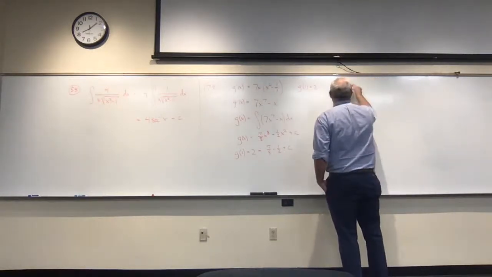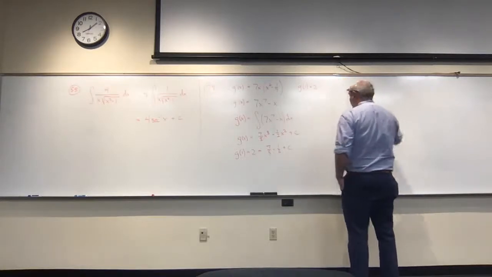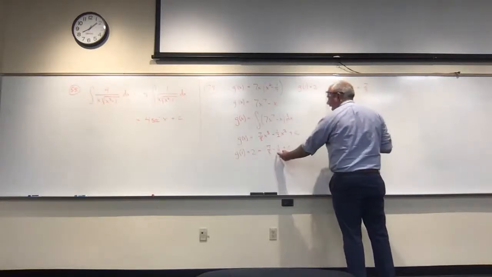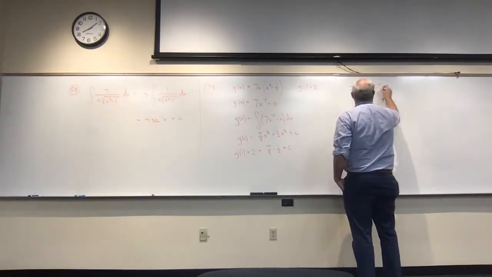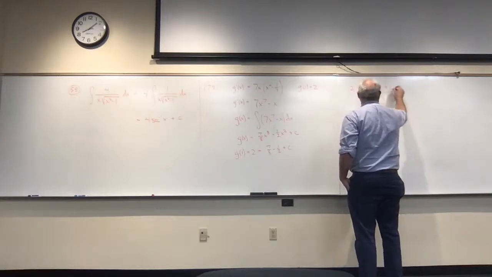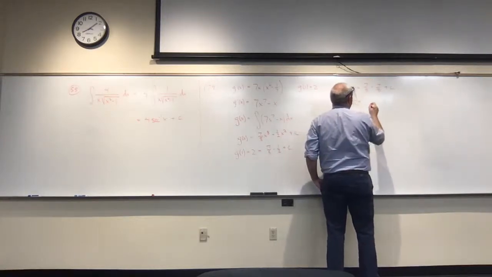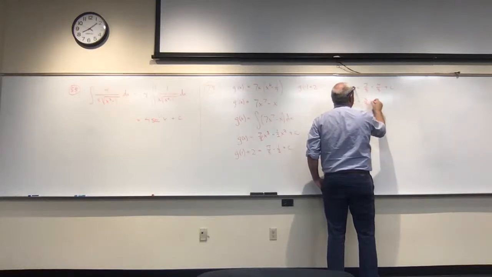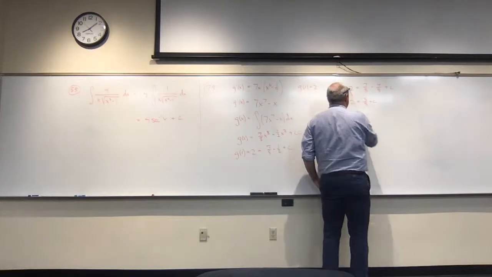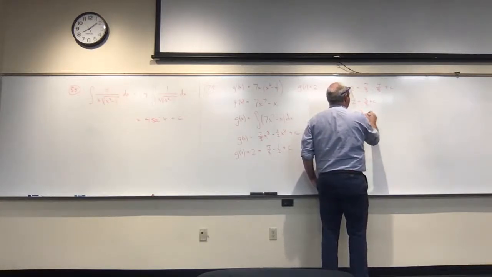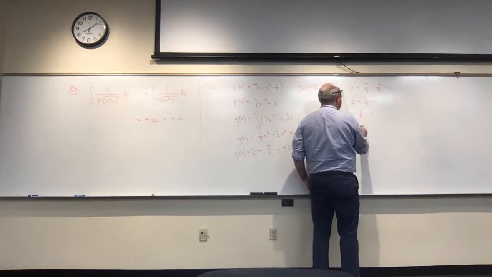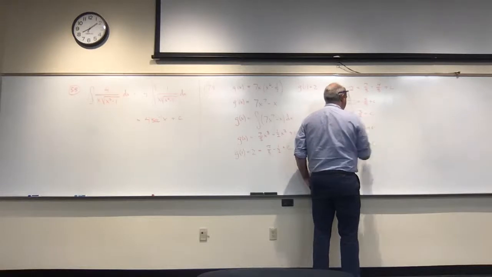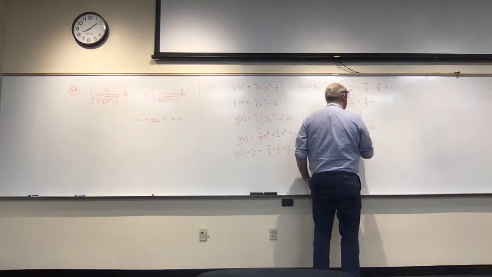So we get 2 equals 7/8, and 1/2 is also known as 4/8, so this is minus 4/8 plus c. So I get that 2 is equal to 3/8 plus c, or 2 minus 3/8 is c. 2 is 16/8, so 16/8 minus 3/8 is c, and so we get that 13 over 8 is c.